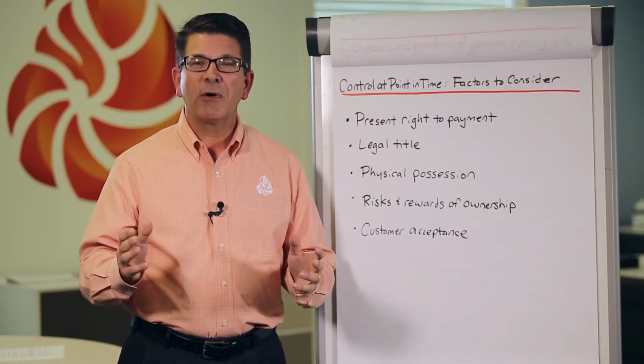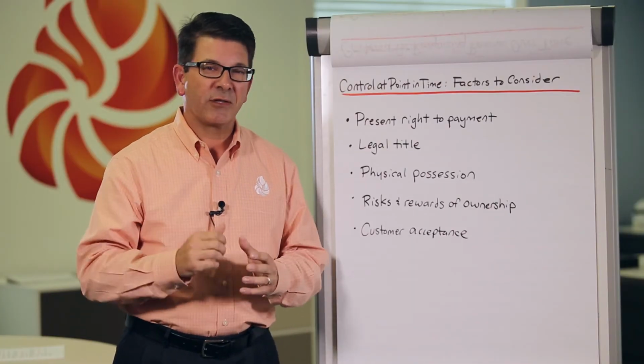Let's look at a practical example. Jackson Homes is a custom home builder that builds homes on land that you own.